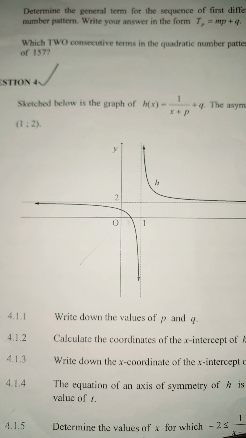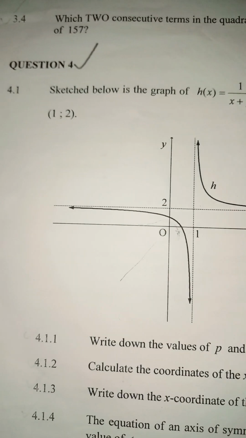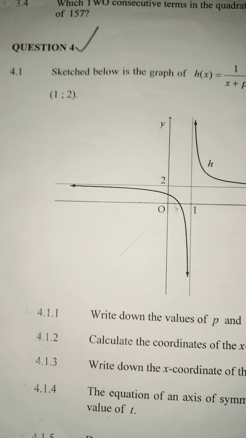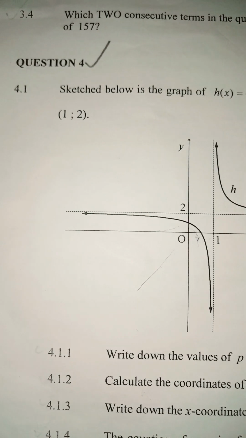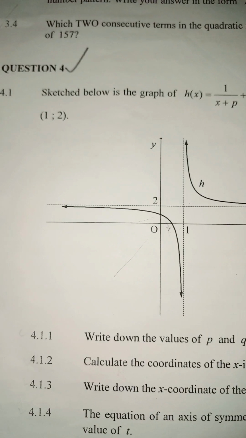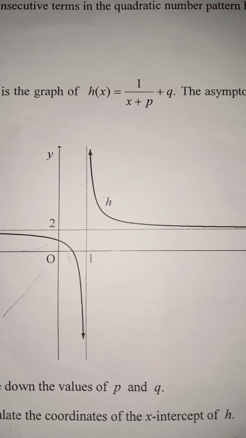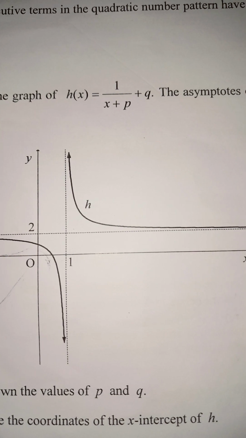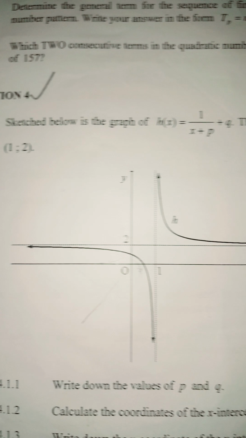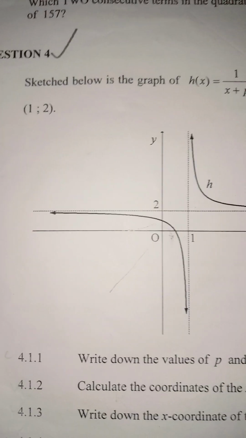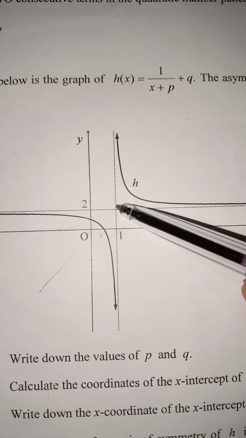This is Mr. Richard. We are on November paper 1 2022 grade 12, looking at question 4. We are given a graph of a hyperbola: h of x is equal to 1 over x plus p, plus q, and the asymptotes of h intersect at the point (1, 2), meaning that here it's 1 and 2.